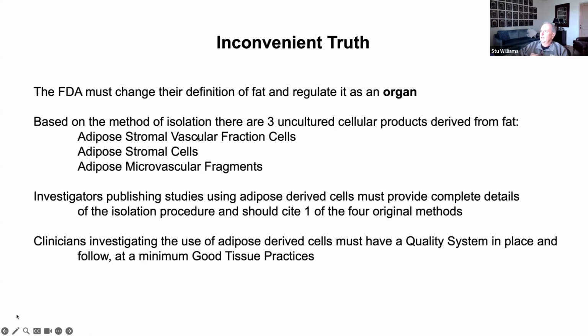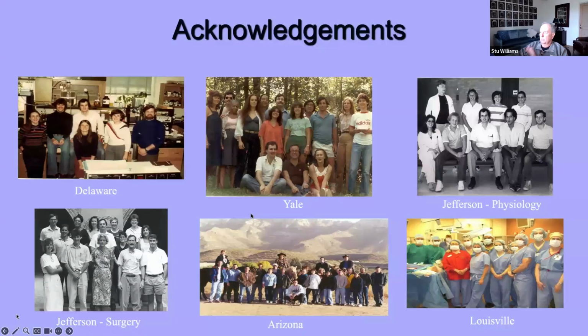So FDA's got to change how they define an organ. We need to utilize only 3 terms to talk about the uncultured cell products from fat: SVF, stromal cells, or fragments. All investigators who are publishing patents, whatever, they should cite one of these 4 original methods. And clinicians investigating the use of these cells, at a minimum, should follow good tissue practices.